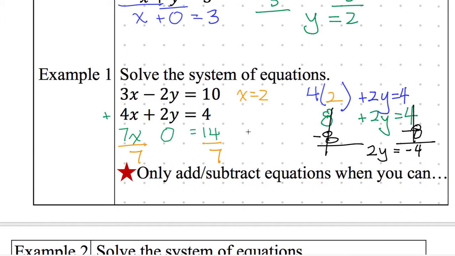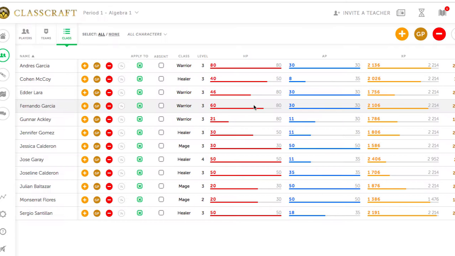All right, and my final step here. Julian? Divide by 2 on both sides. So therefore, y is equal to? Negative 2. There it is. We need both of those. Those are our answers. X equals 2, y equals -2. Thank you, Julian.